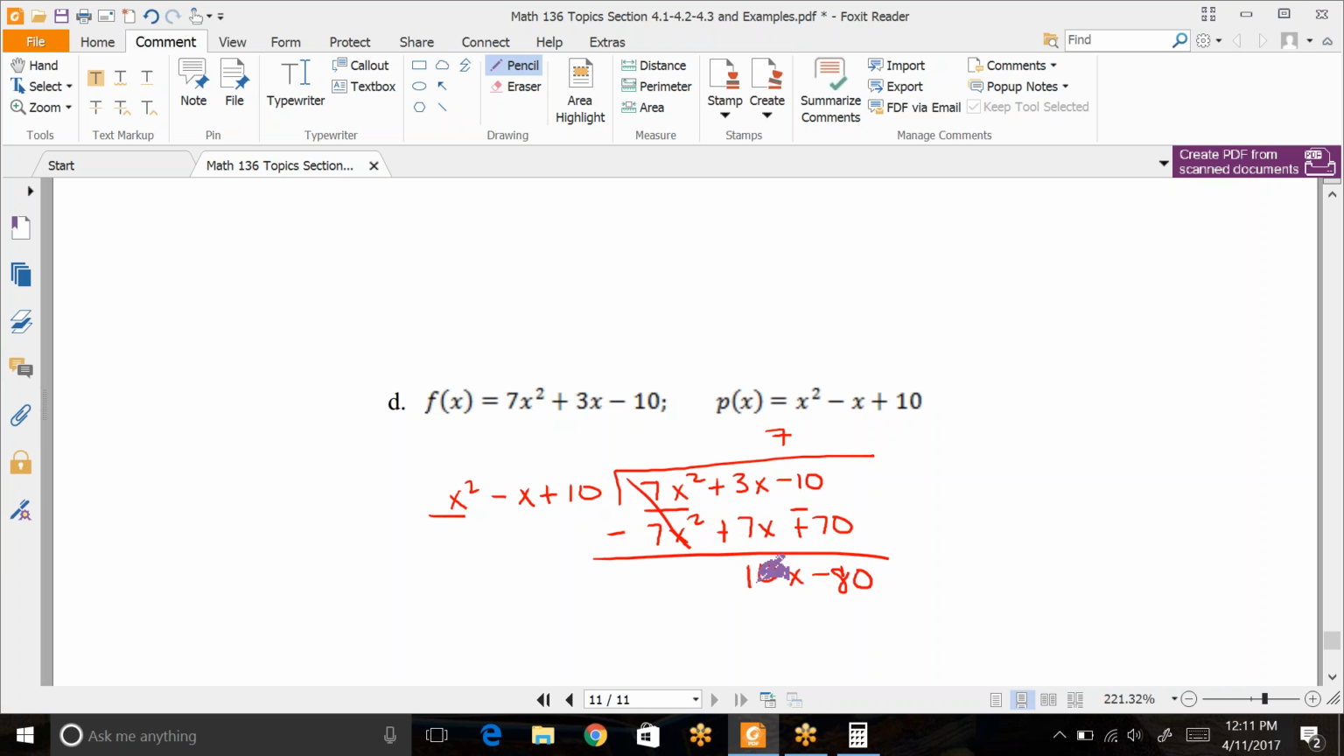Now, x squared can't go into 10x because now this power is smaller, so that means we're done. So the quotient for this one is 7. The remainder is 10x minus 80. If we were to write that as a mixed number, essentially that would be 7 plus 10x minus 80 over the 7x, or excuse me, x squared minus x plus 10, the part we divided by. So that's how that would look written in the fraction form.